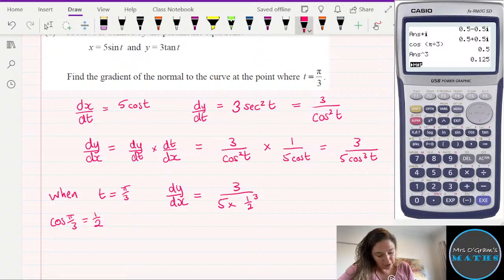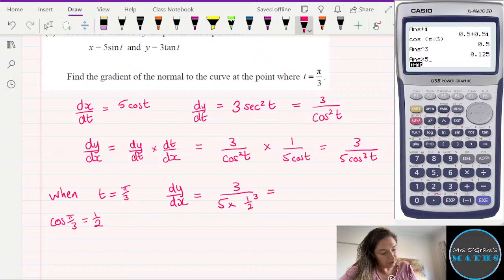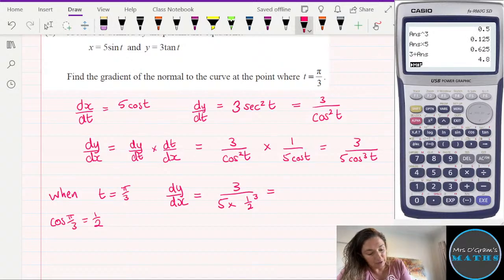So if we carry on working that through, let me just go back over to here. That one gets times by 5, then we'll do 3 divided by our answer, and we get 4.8. Now, since I'm going to do the negative reciprocal, I'm going to turn that into a fraction. I prefer to think of it that way around, but you can still carry on in decimals. So then that was the gradient of the tangent.